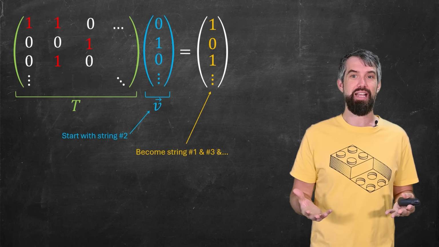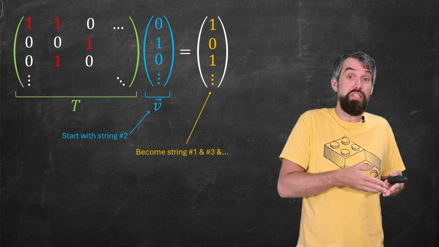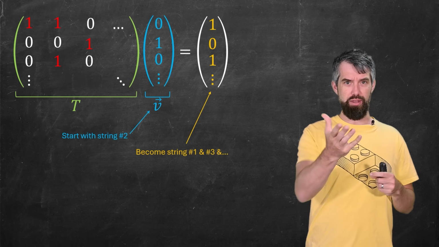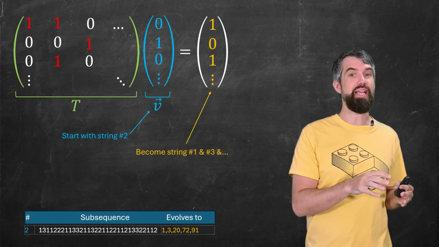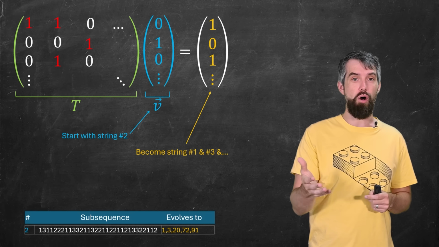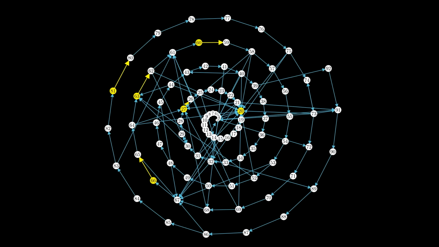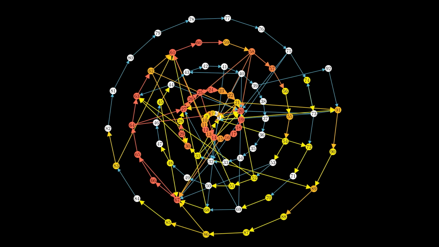And just represented the fact that the second string evolved into the first and the third, and maybe more things inside of the dot, dot, dot. Like, remember from our table, the second subsequence, it was going to evolve into the first and the third, and so on. So behind the scenes, when I was animating this picture of this directed graph and everything was moving around, all I'm really doing is taking vectors and multiplying them by matrices. That's what's happening behind the scenes.